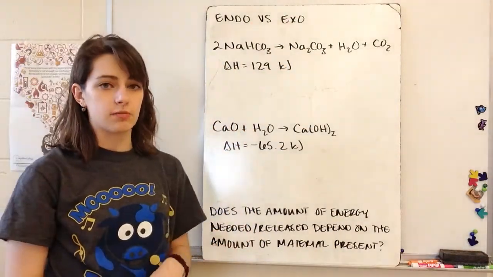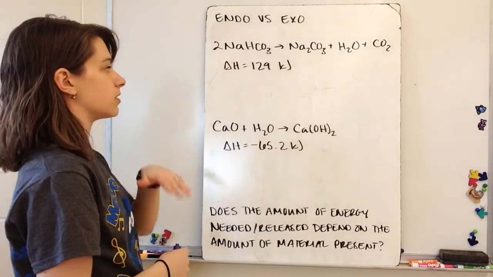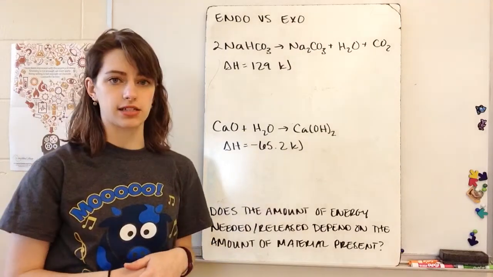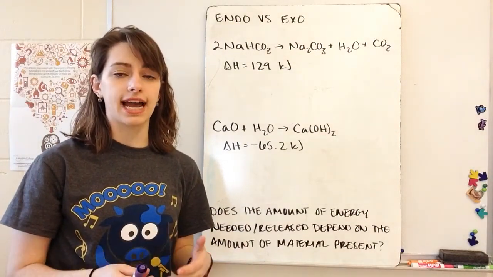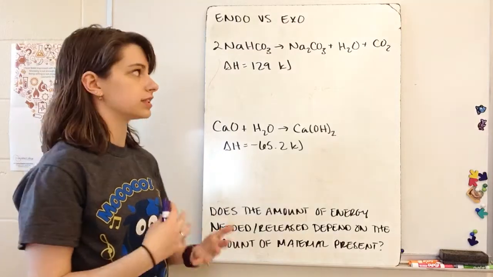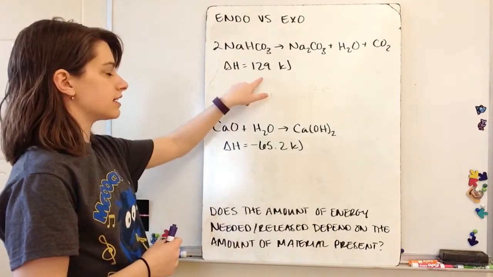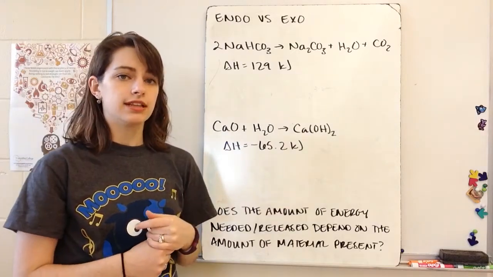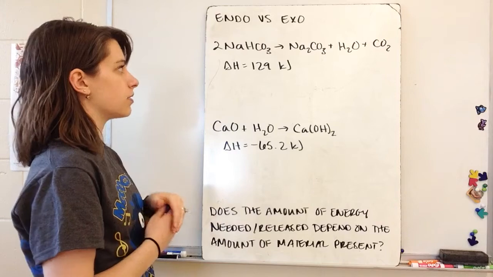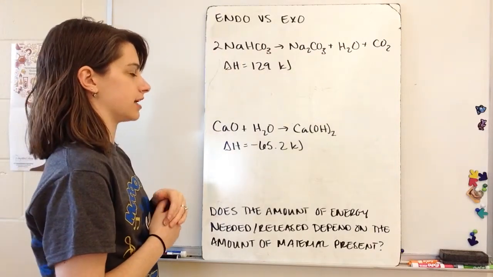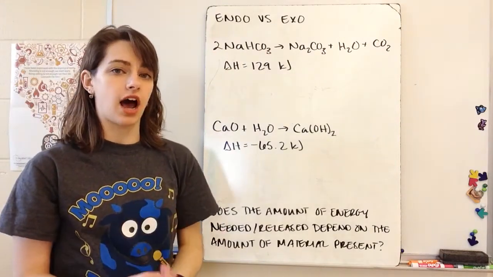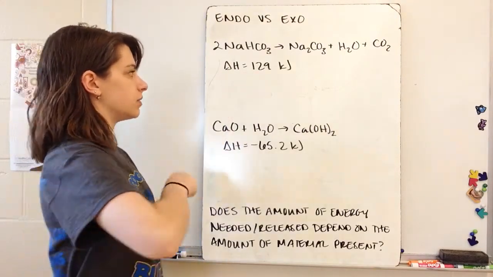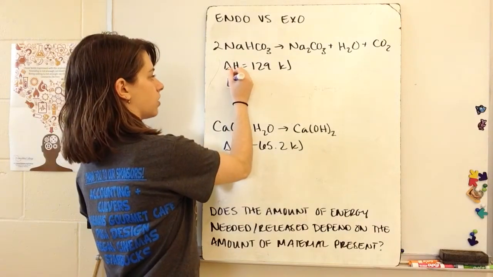So let's look at two examples of some reactions. Our first example is sodium bicarbonate decomposing into sodium carbonate, water, and carbon dioxide. We did this in our types of chemical reactions lab. We looked at this decomposition. Now, this reaction has a positive delta H of 129 kilojoules. This means that for each 2 moles of sodium bicarbonate that we decompose, we're going to need 129 kilojoules of energy. Since this is a positive delta H, we know that this reaction is endothermic.